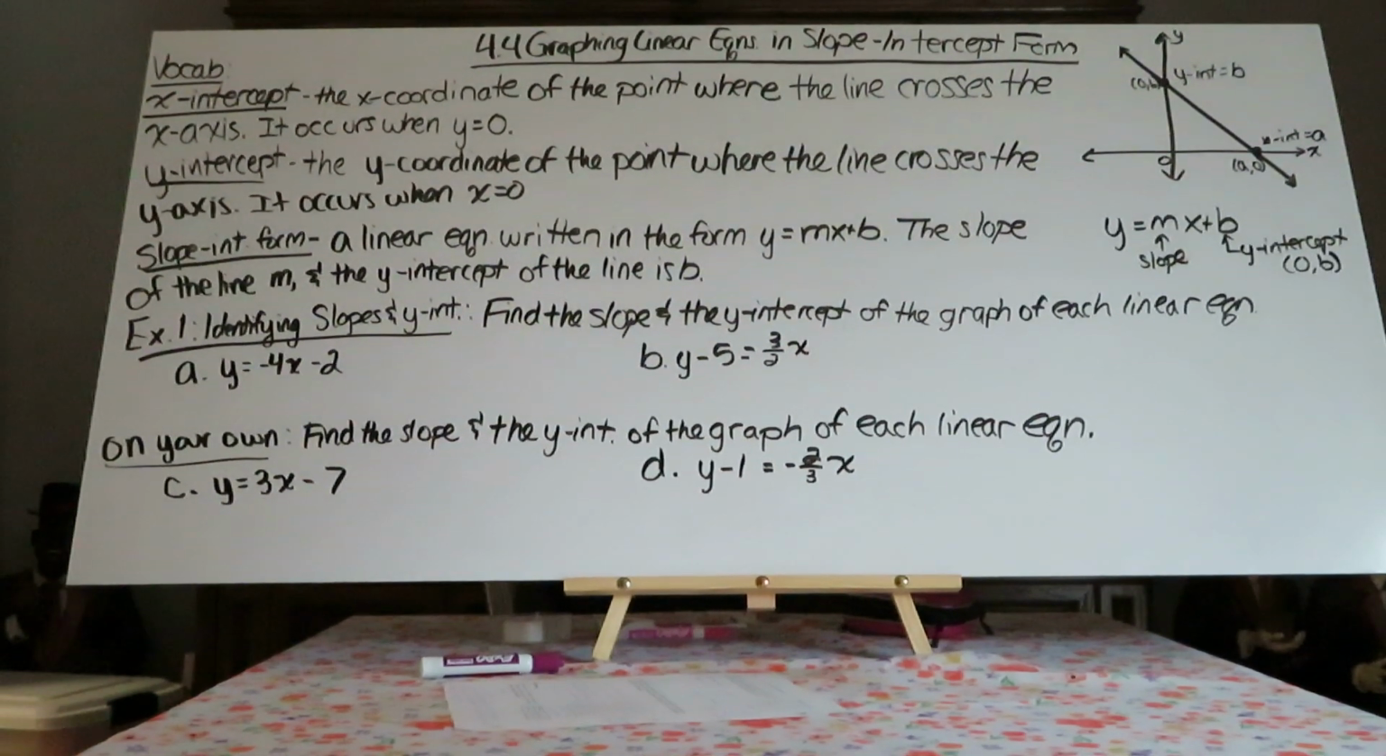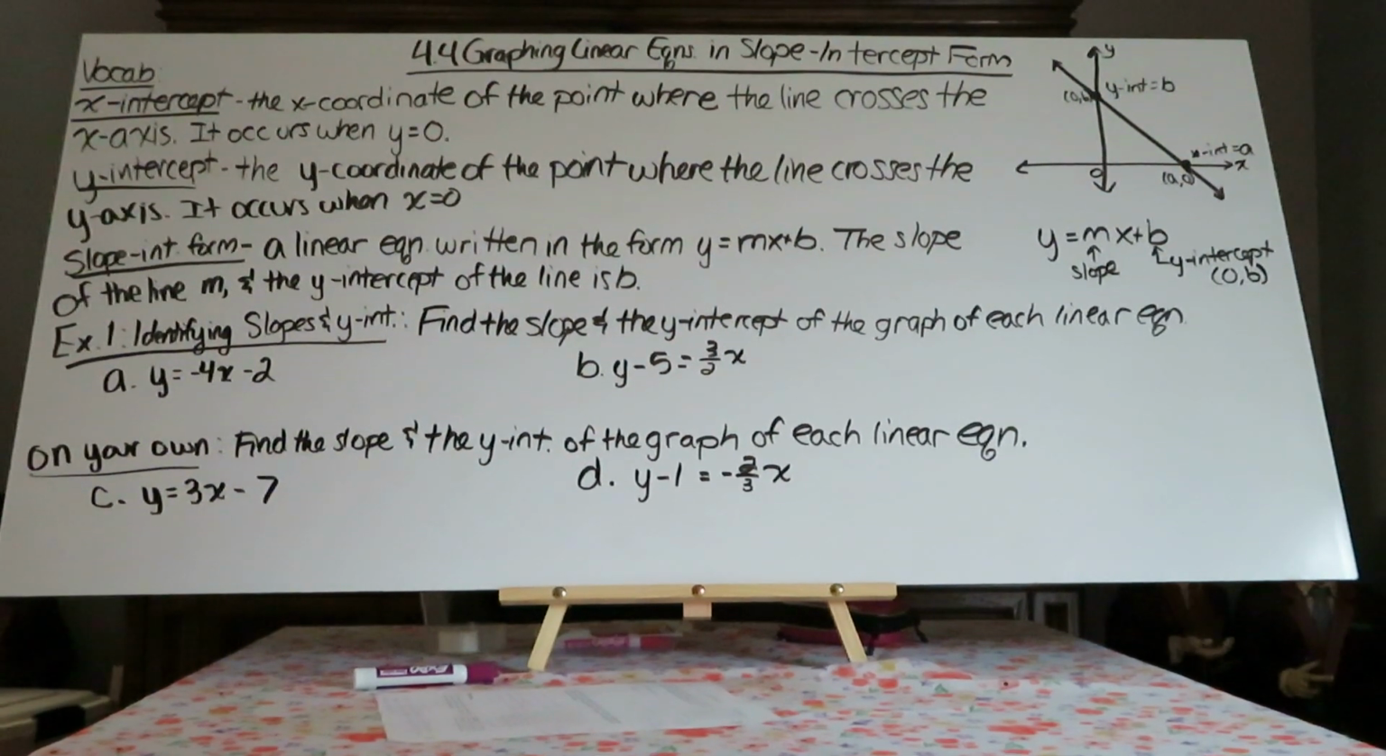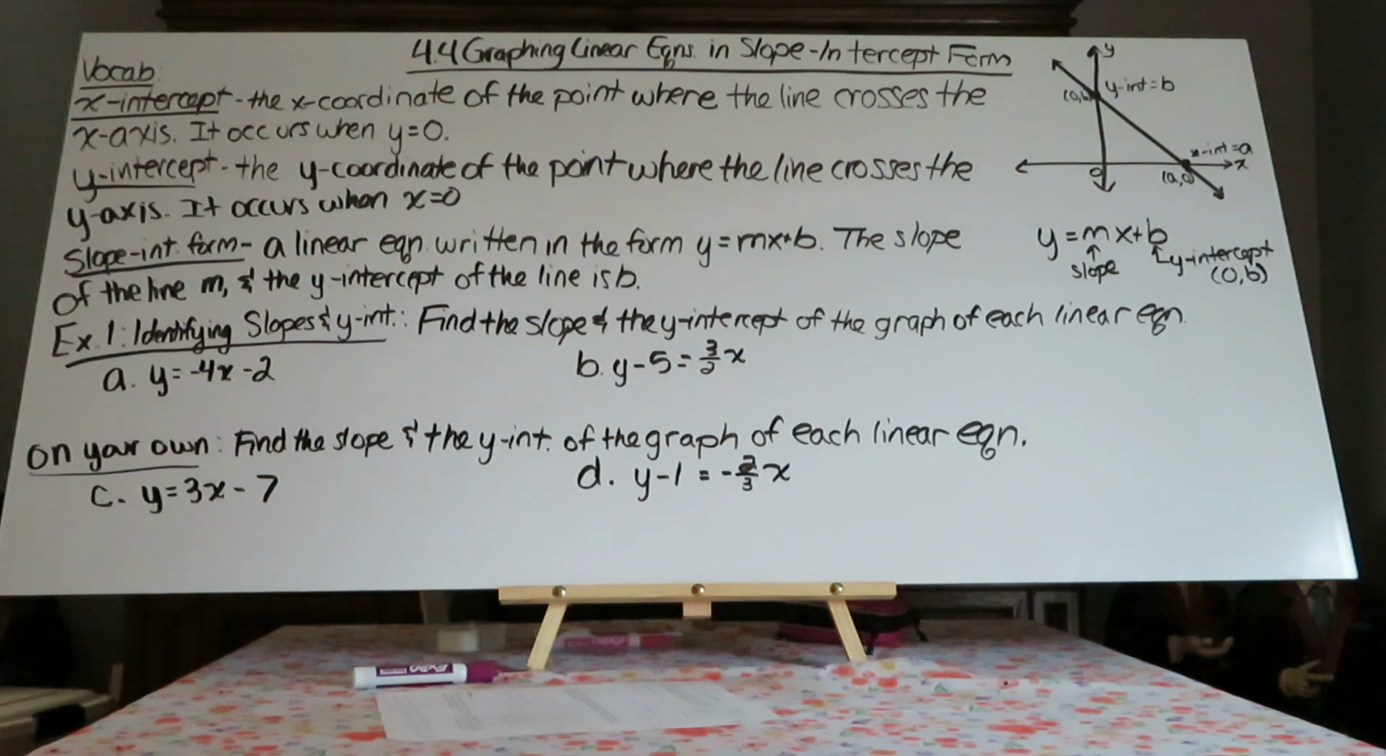All right, we're going to graph linear equations in slope-intercept form. Our vocabulary: x-intercept, the x-coordinate of the point where the line crosses the x-axis. It occurs when y equals 0. The y-intercept is the y-coordinate of the point where the line crosses the y-axis. It occurs when x equals 0.